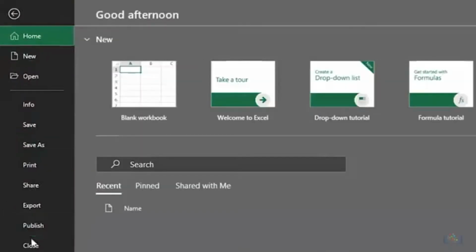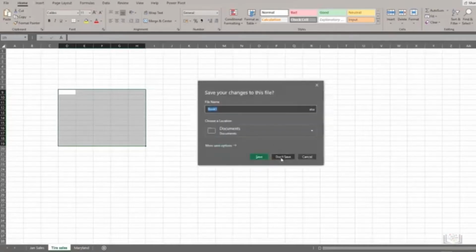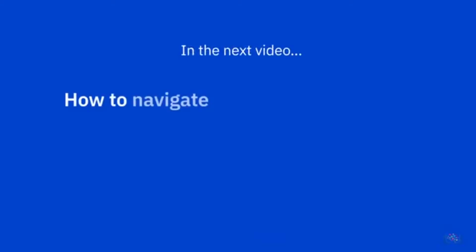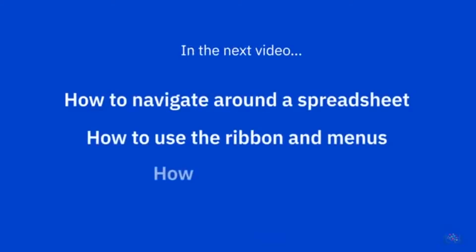We can now close this workbook and we don't need to save it. In this video, we learned about some of the basic terminology of spreadsheet elements. In the next video, we will discuss how to navigate around a spreadsheet, how to use the ribbon and menus, and how to select data.